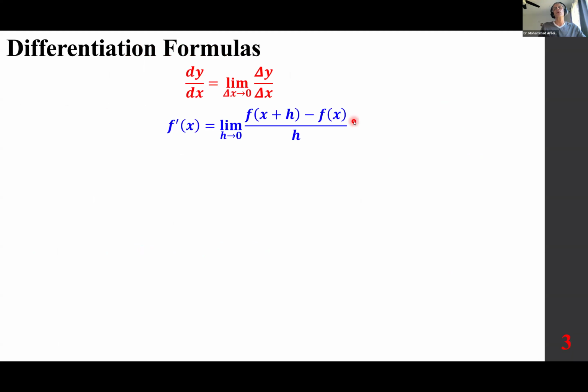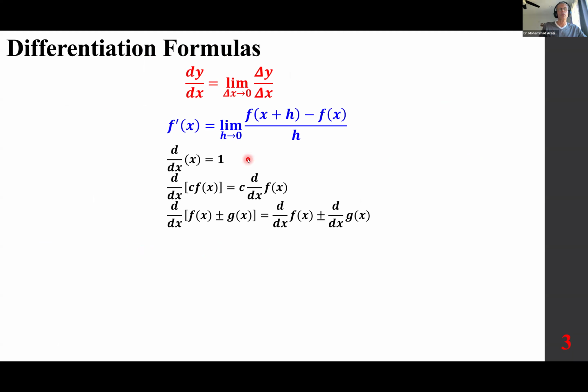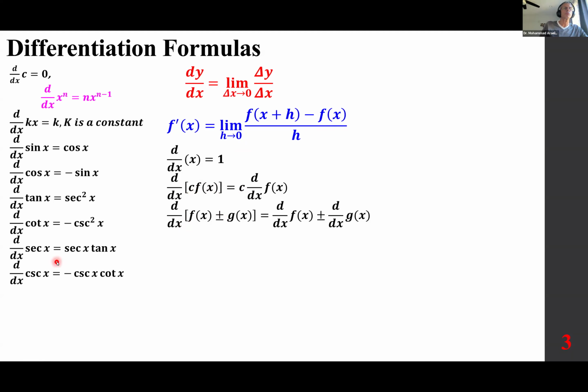So first, reminding you of various differentiation formulas, starting with the definition: f prime of x is the limit of f of x plus h minus f of x over h as h approaches 0. The derivative of x is 1. If you have a constant, you can take it out. It's a multiplier. If you take the derivative of the difference, you get the difference of the derivatives. And these are some basic differentiation formulas, such as the derivative of a constant is 0.